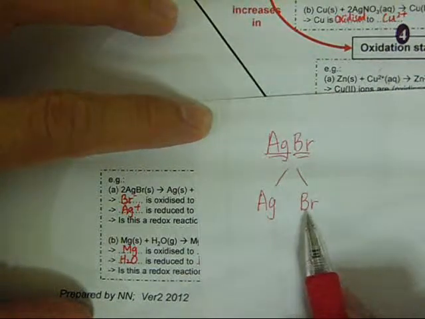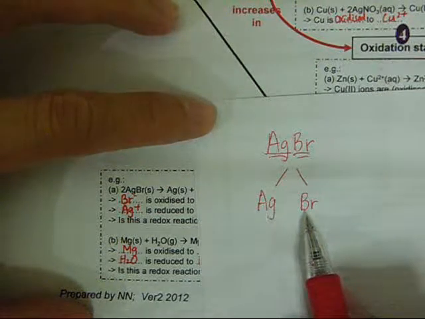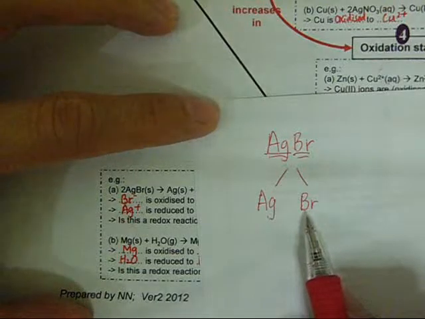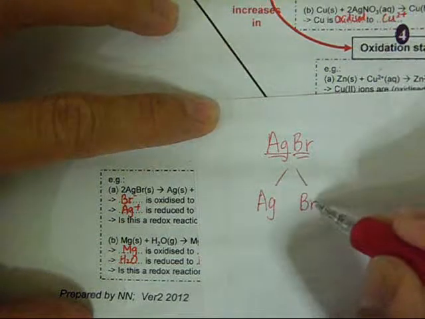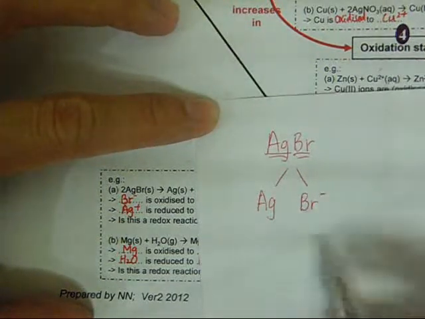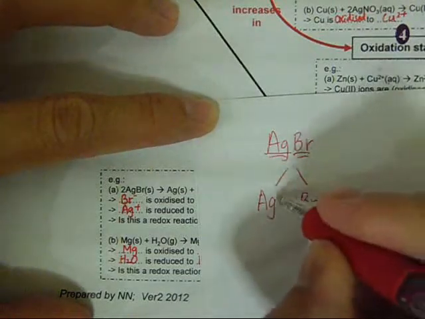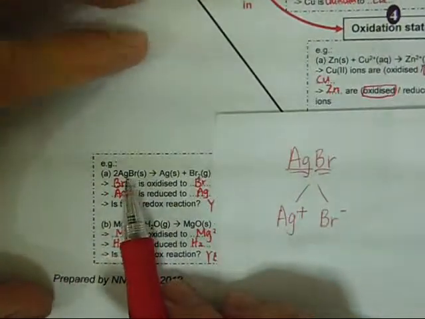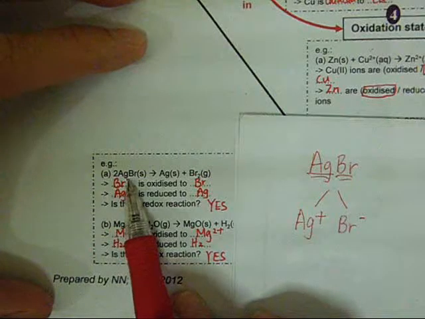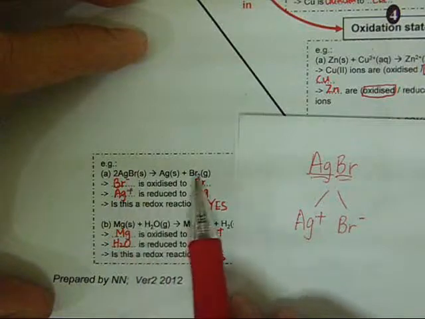Now bromine, you know that it is from group 7. Group 7 would form an ion with one negative charge. So when Br becomes an ion, it is Br minus. Br minus is one negative, so over here would be one positive, so your silver would be Ag plus. So AgBr is actually Ag plus and Br minus. Now let's look at Br minus. Br minus will become Br2.